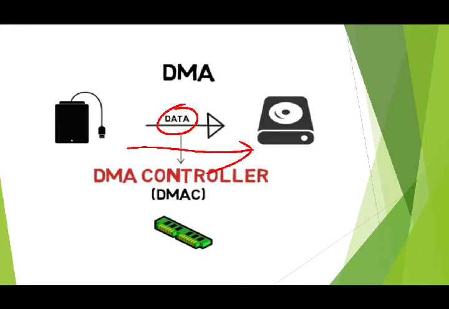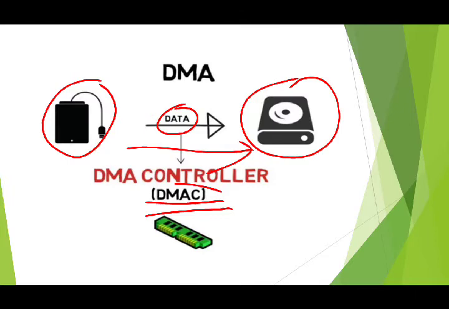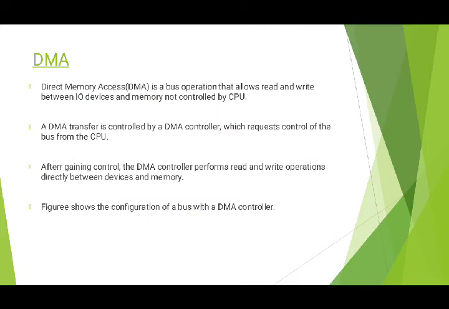Here we use DMA. The connection between input output and memory is through the DMA controller, or DMAC. This controls the entire process. So the input output devices are connected to the memory through this DMAC, and this is known as direct memory access. Now let's summarize the points we discussed in the previous slide.